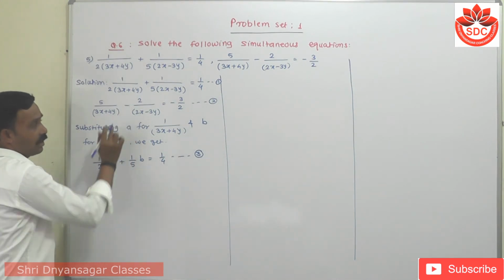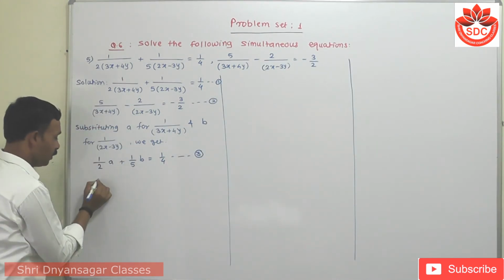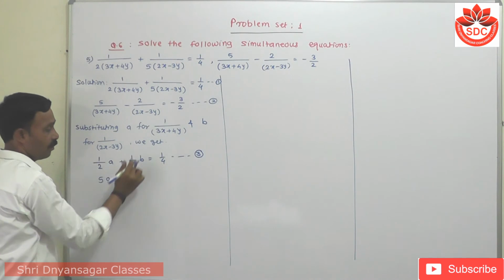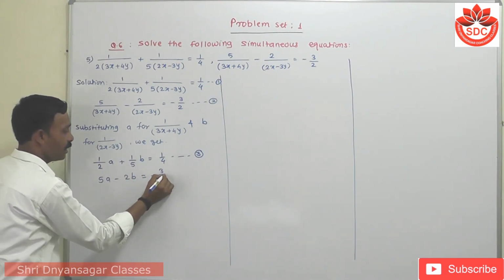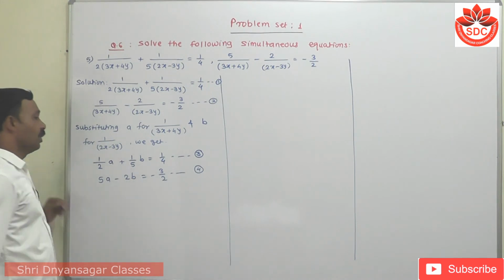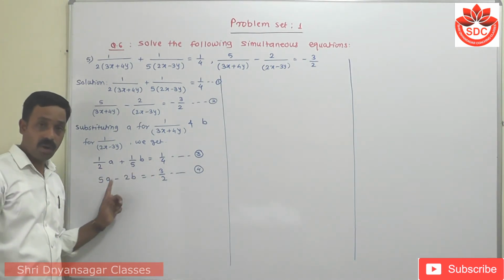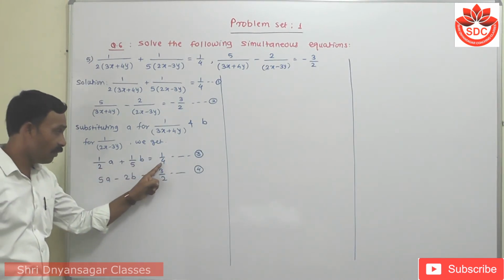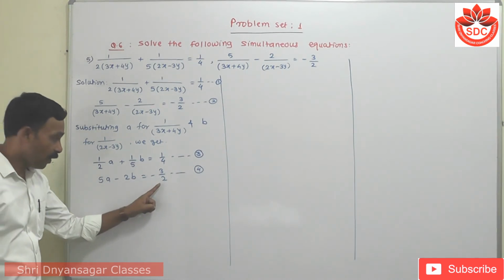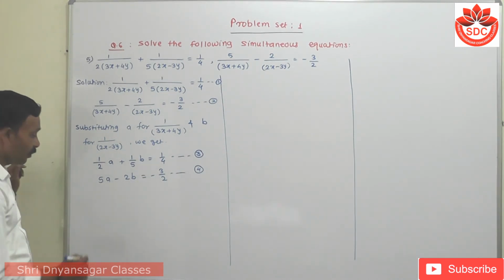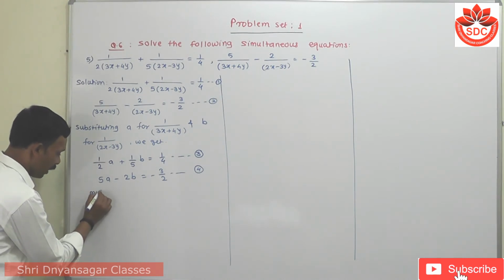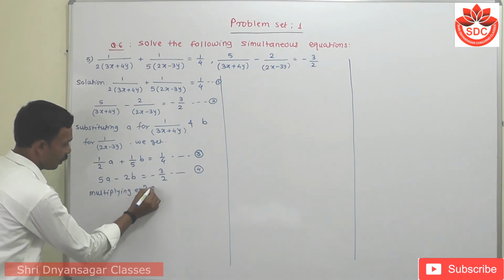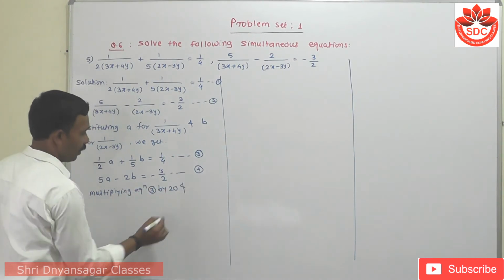And equation 2 becomes 5 into 1 upon this, which is 5a, minus 2 into 1 upon 2x minus 3y, which is 2b, equals minus 3 upon 2. This is equation number 4. Students, we want to remove the denominators of both equations. So I multiply equation 3 by the LCM of 2, 5 and 4, which is 20, and equation 4 by 2. I write the new equations here: multiply equation 3 by 20 and equation 4 by 2.